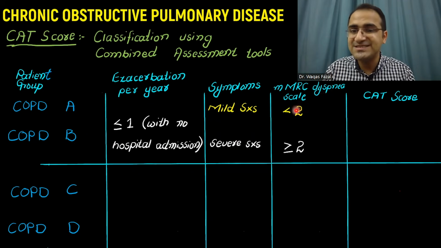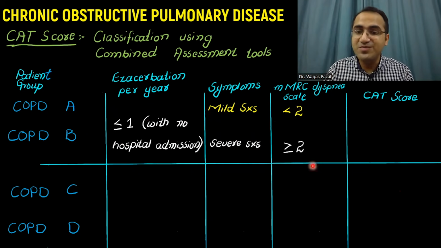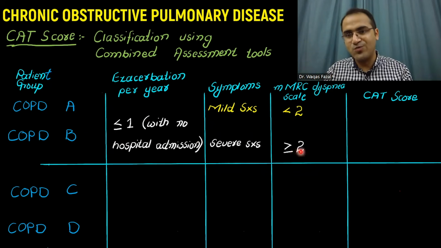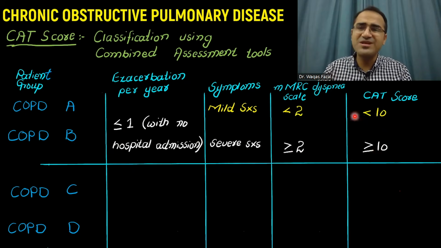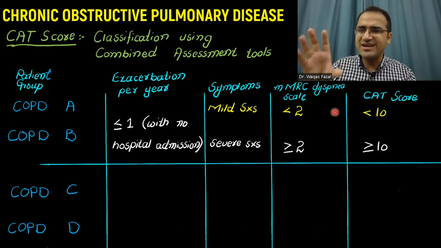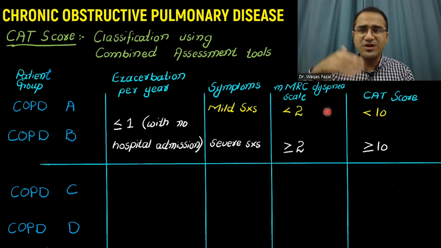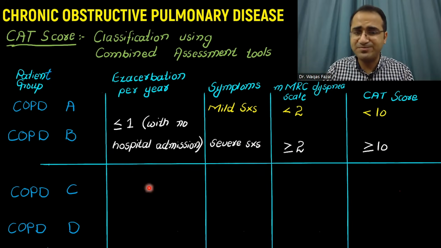And this is the dyspnea scale. In COPD-A, it's less than 2, and in COPD-B, it is greater than or equal to 2. In the CAT score, it is less than 10 or greater than or equal to 10. You do not need to remember the details about these scoring criteria, but I'm just telling you these to give an idea about how it is classified.